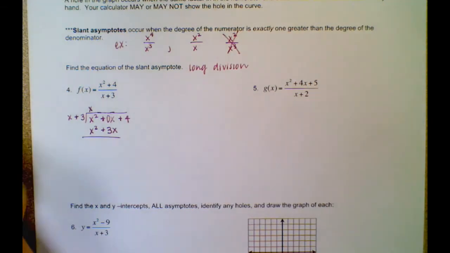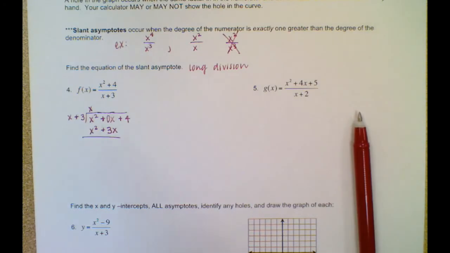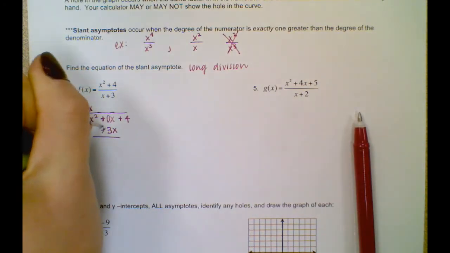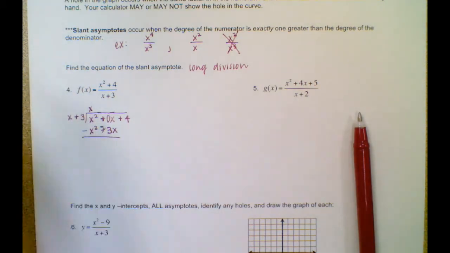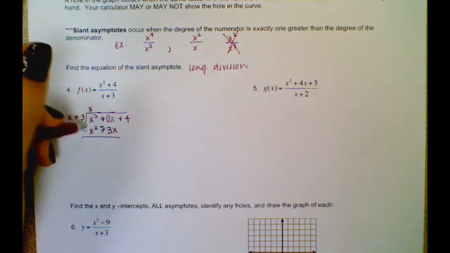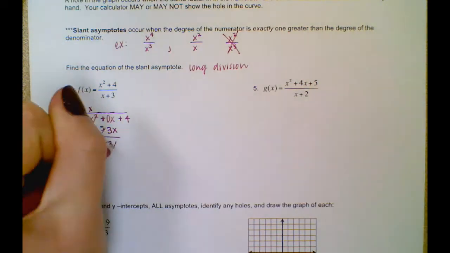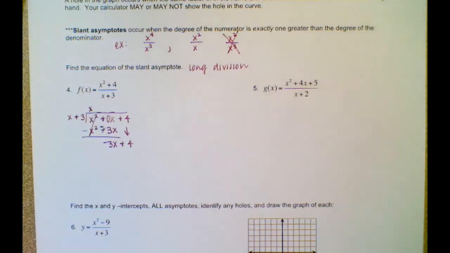All right, so then we're going to subtract those. So let me get out a pencil here. I'm going to subtract, that becomes a negative, and this also becomes a negative because you're distributing the negative to everything in here, okay? So the x squareds are gone. 0x minus 3x is negative 3x, and then you bring down the 4. Hopefully this is starting to come back to you with long division.